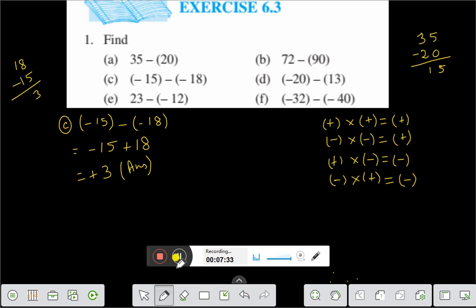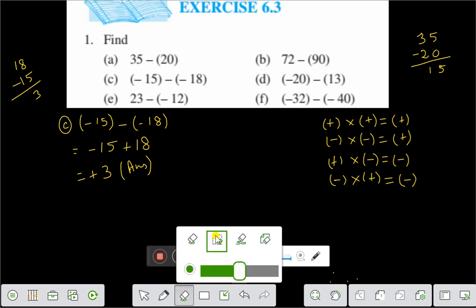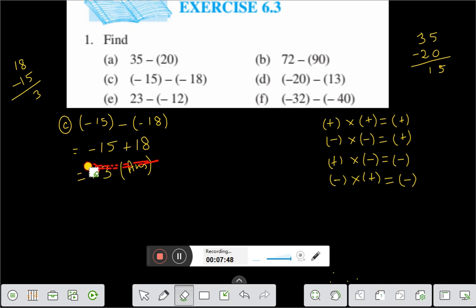Now, we shall explain question number D. Question number D is minus 20 minus of 13. Let us find what we are getting.